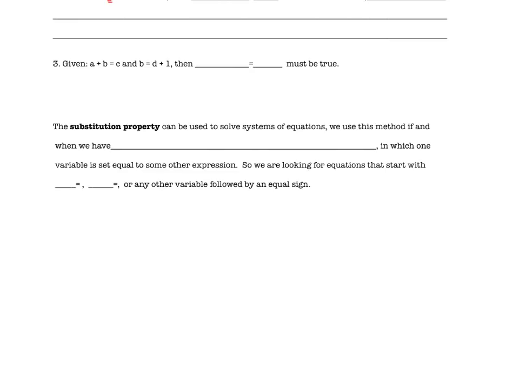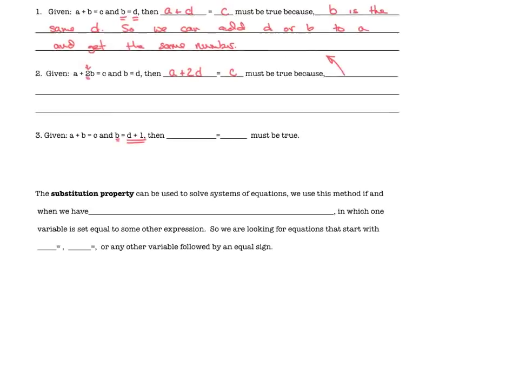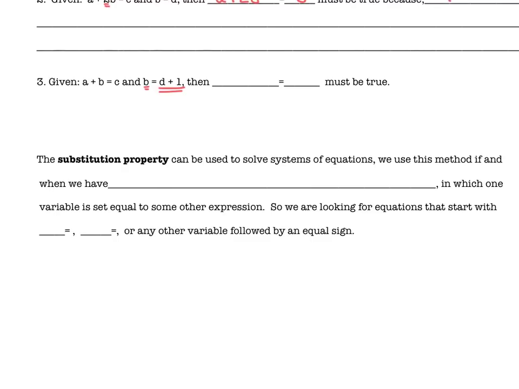And one of the things I want to point out to you here is that this is a little bit different because I have B being equivalent to an algebraic quantity. An algebraic quantity is the sum of a variable and a constant. And what you need to know is that this d plus 1 must travel as a group.